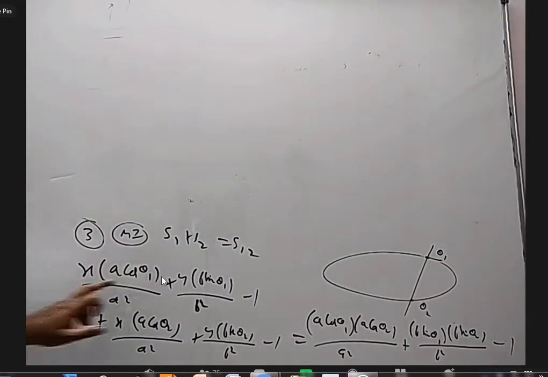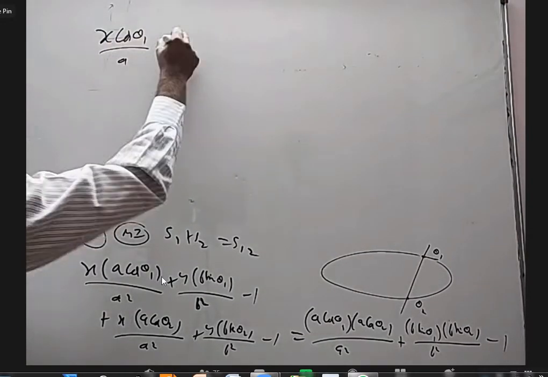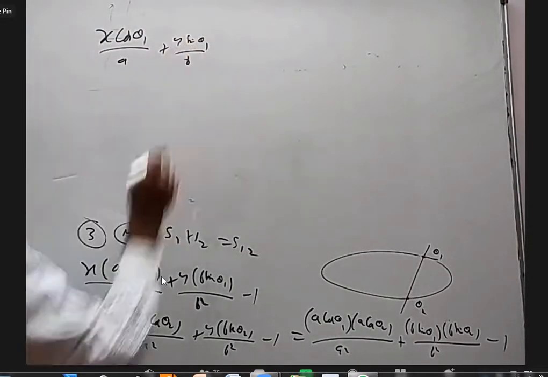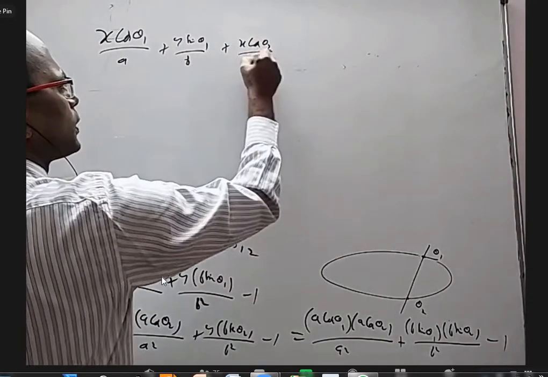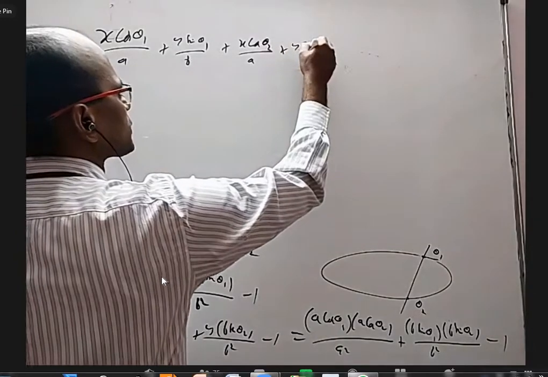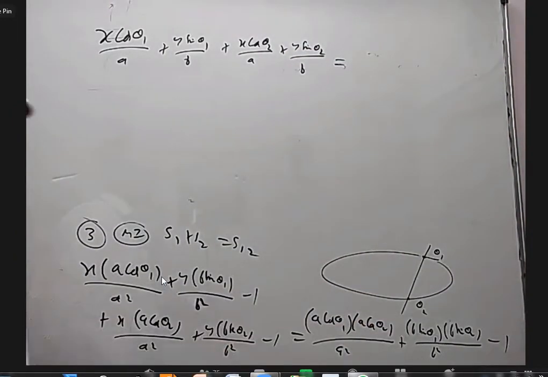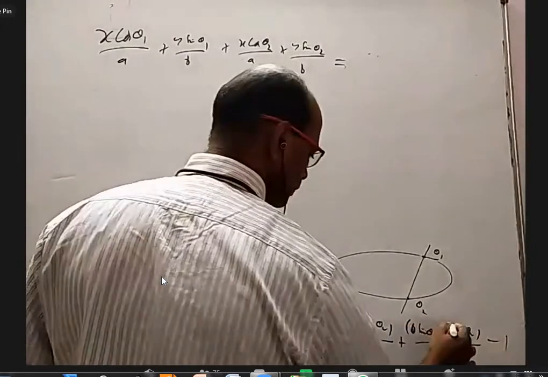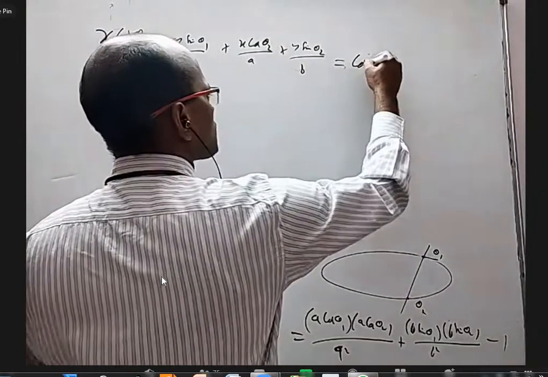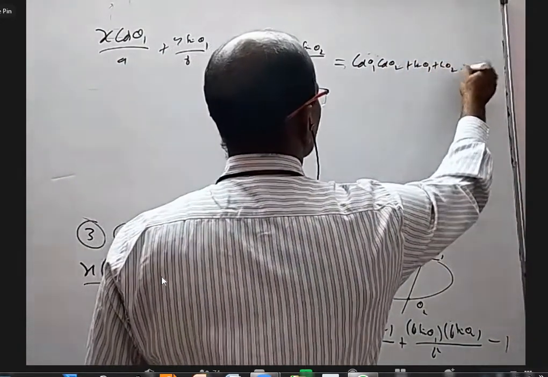Okay, so this will become x cos theta 1 by a, y sin theta 1 by b. This will become x cos theta 2 by a and y sin theta 2 by b. This minus 1 I can send across, it will become plus 1. A and a square will go, b and b square will go. I will get cos theta 1 cos theta 2 plus sin theta 1 sin theta 2 plus 1.